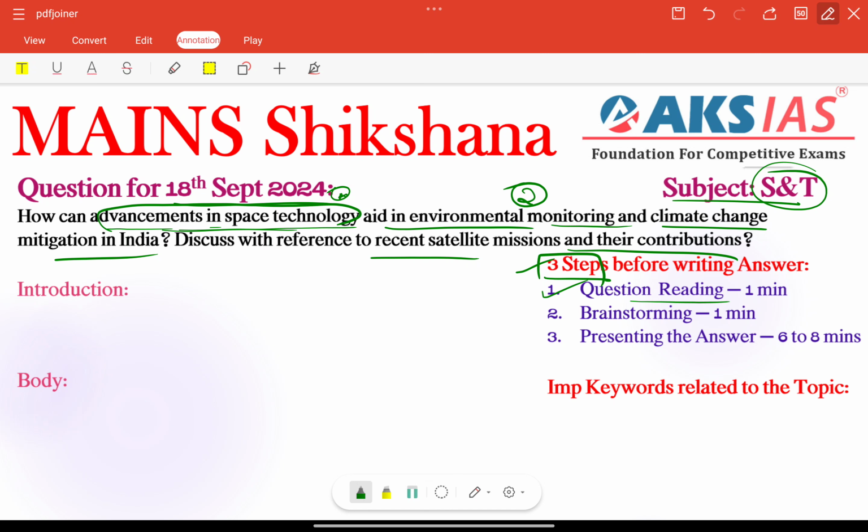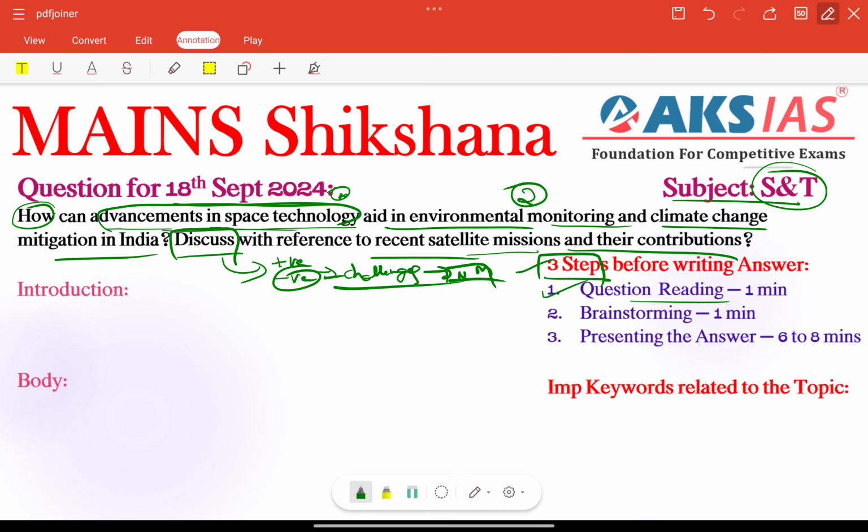2 parts are there. First, we need to focus on how advancements in space technology can aid in environmental monitoring and climate change mitigation. And the second part is to discuss with reference to recent satellite missions and their contributions. Right? There are 2 parts. Here the discuss question tag is very much important. We need to focus on providing positives and negatives and also some challenges, right? Very important. So needed measures also we need to focus on. Challenges means negatives only, right? The other question tag is how; no need to worry regarding what and how, these types of keywords are normal question tags only.